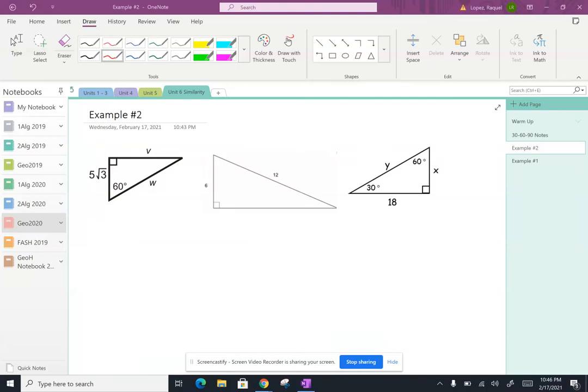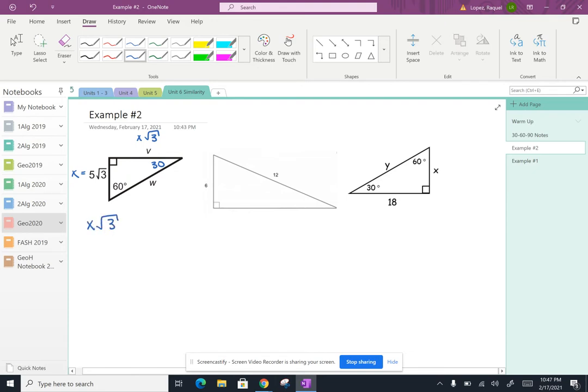All right, geometry. Let's do some harder 30, 60, 90 right triangle practice. So in this first one, I've got my 60-degree angle labeled, which means that this is going to be 30 degrees. So I see that I've got this side is equal to 5 root 3, which means that's going to be my x, which means that the side opposite my 60-degree angle right here is going to be x root 3.